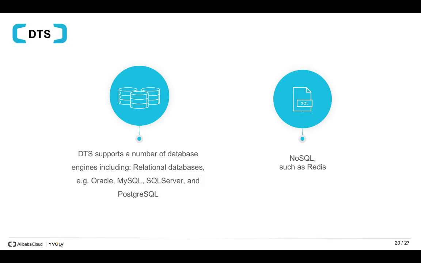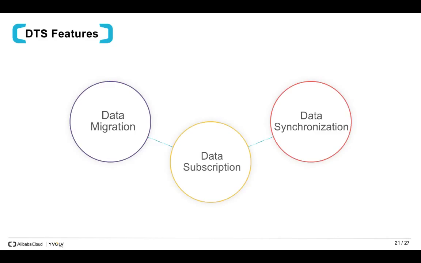Say for example, if you are migrating from an Oracle to a SQL, this tool will take care of the entire conversion of the tables and the complete data. So everything is being taken care of by this tool. There are three features available within this DTS functionality. One is data migration, and the other two are data subscription and data synchronization. Data subscription and data synchronization are pretty much similar, but there are a few differences.